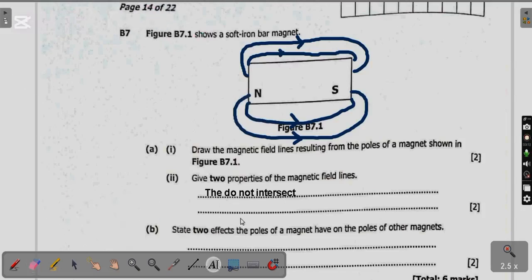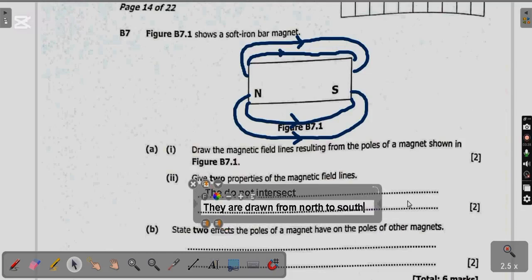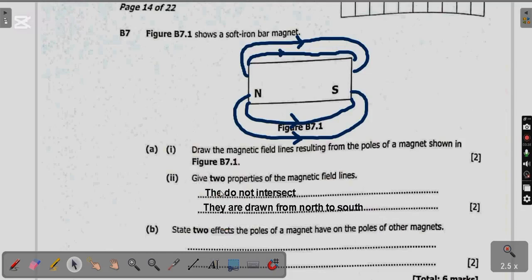Then the other one is that, as I stated, they are drawn from north to south. They move from north to south. So that is the other answer that we have here. They do not intersect, and they are drawn from north to south.